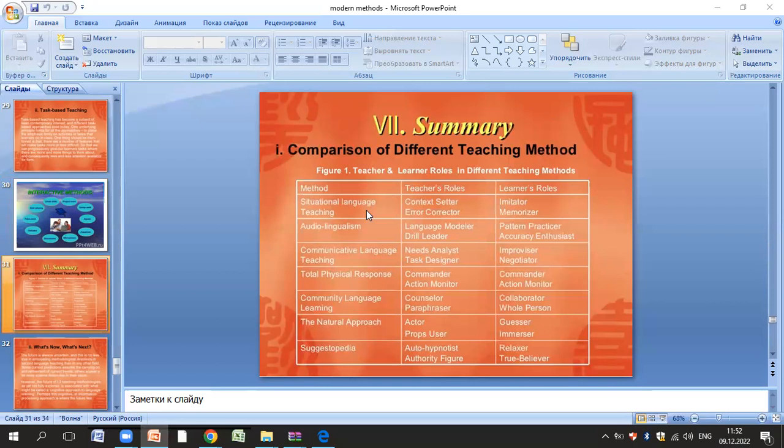In summary, we can make a comparison of different teaching methods, for example the method, the teacher's role, and the learner's role. The first one is situational language teaching, where the teacher's role is context creator, error corrector, imitating, memorizing. Audiolingualism: the teacher is a language modeler, drill leader, and pattern practicer. Then communicative language teaching, total physical response, community language learning, and the natural approach.